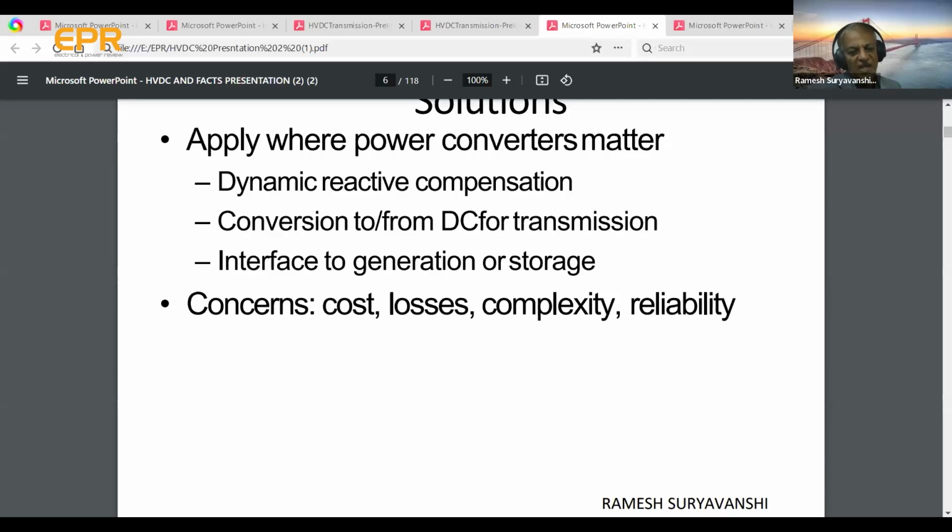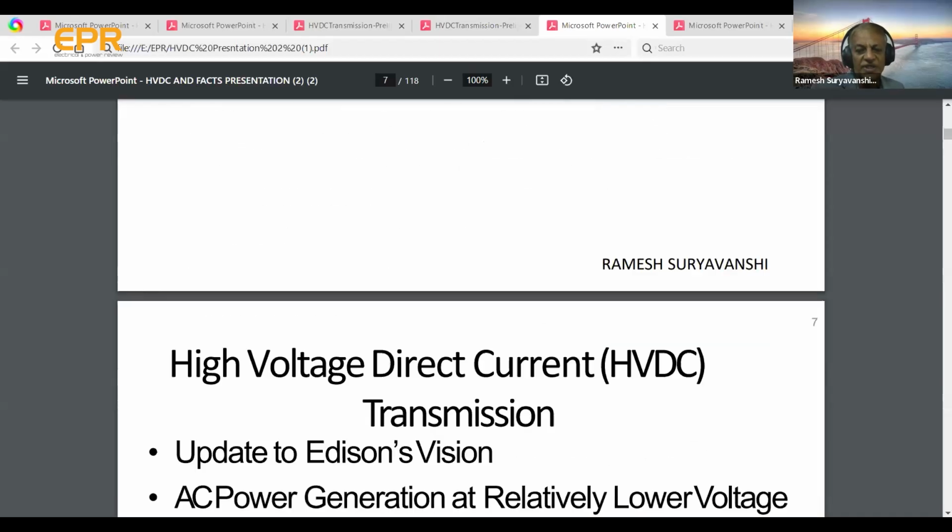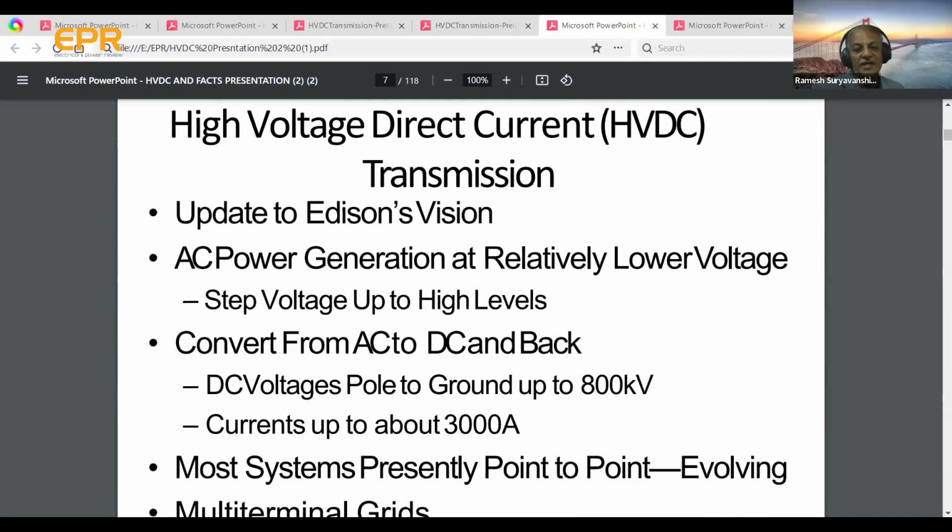Complexity with AC, like reliability, doesn't exist. You have tripping. This kind of grid stability can be given with HVDC. Now, high voltage direct current transmission: Edison started it first, okay?